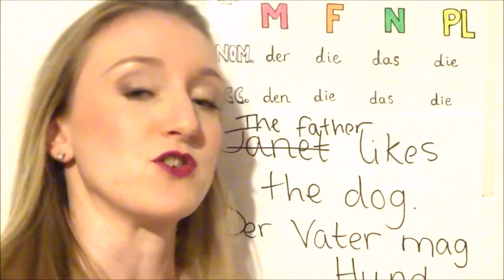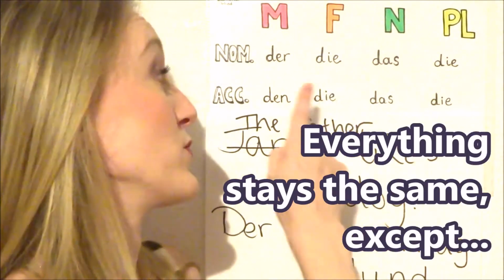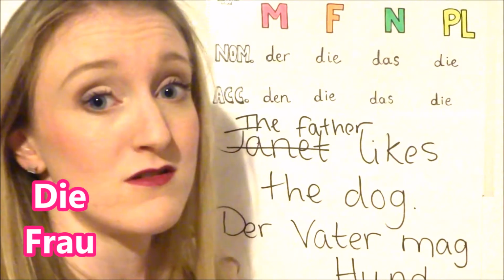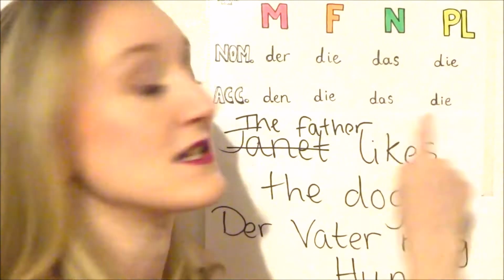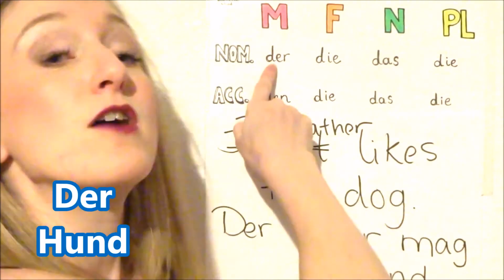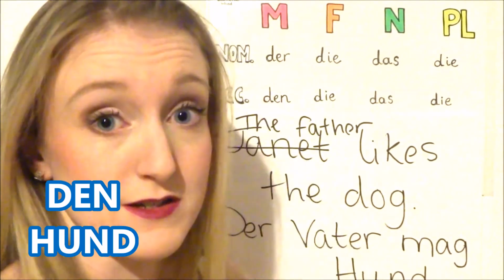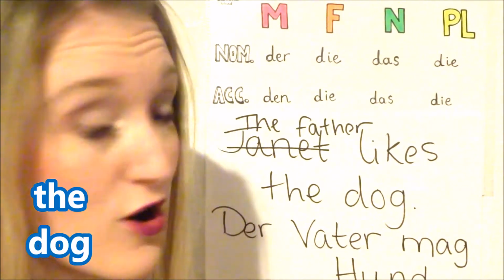Not much changes with the accusative case. In fact, everything stays the same but the first word, which is the masculine word. Die Frau stays die Frau, das Haus stays das Haus, and die Menschen stays die Menschen. But der Hund, it's an object, becomes den Hund. Who is loving? Der Vater. Who is being loved? The dog.